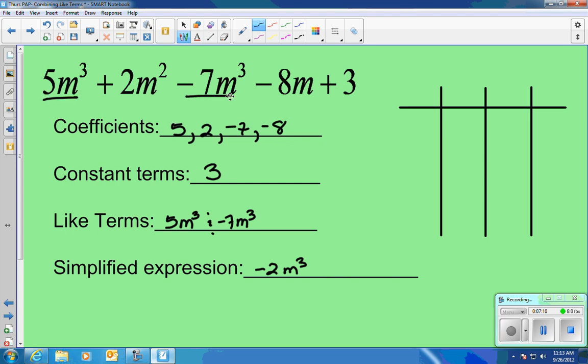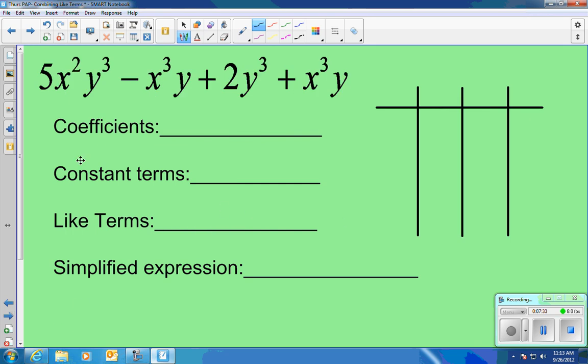And my exponents go greatest to least, so I should follow it up with the 2m squared. And then my m. And last is my constant. And that's your simplified expression.